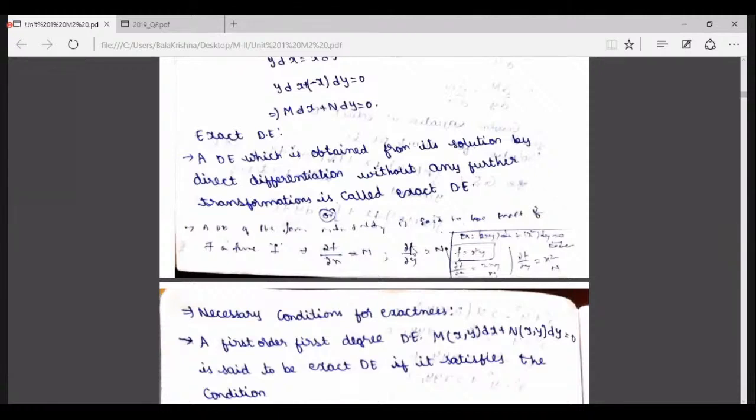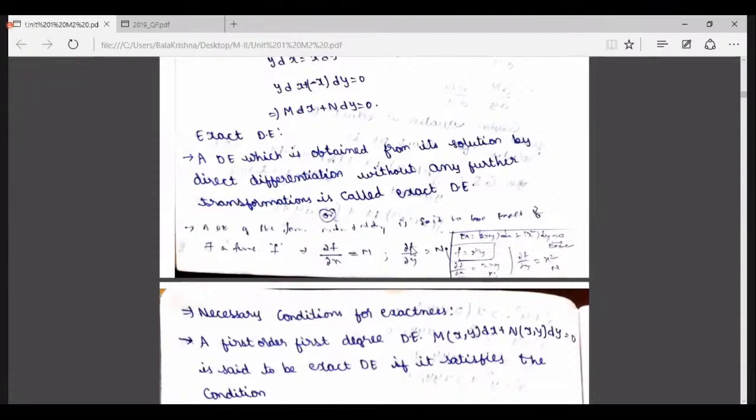Okay. Basically he will always ask you to define an exact differential equation, then he will give a problem. So definitions are also important. If you see there, a differential equation which is obtained from its solution by direct differentiation without any further transformations is called an exact differential equation.